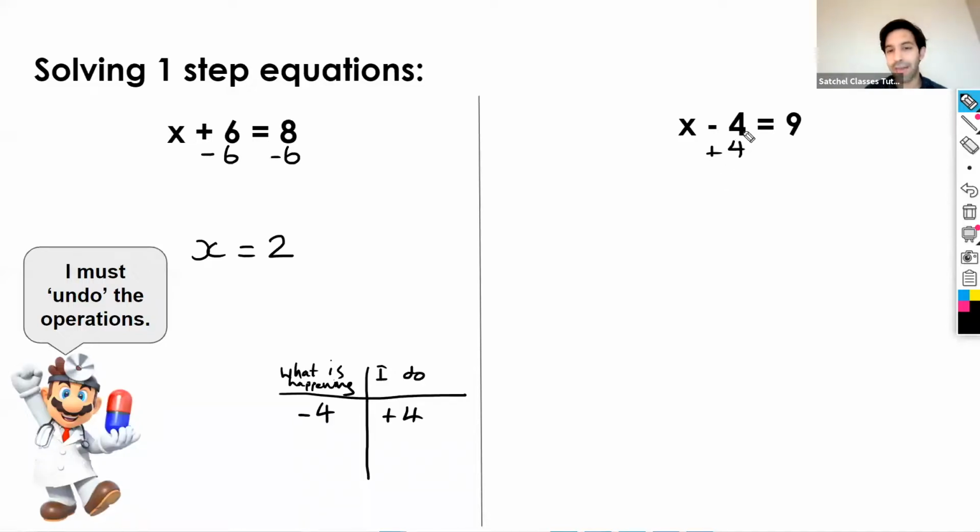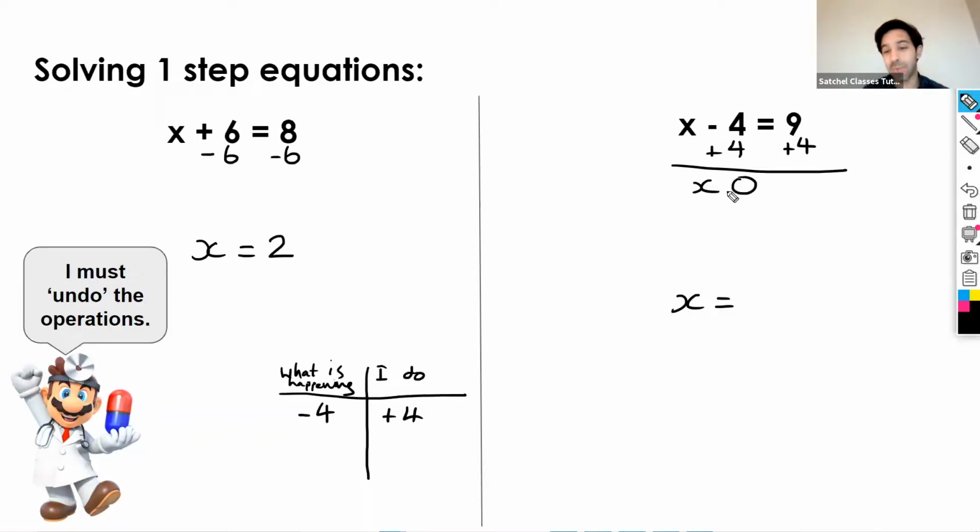And the reason why I add 4 is because I want to get rid of this minus 4. I want x to be on its own. And what I do to one side, I have to do to the other side as well. So minus 4 take away 4 is going to be 0. And then we're left with x.